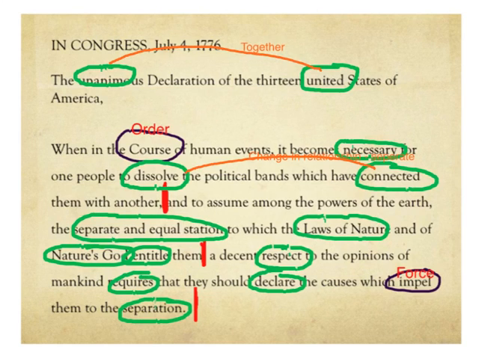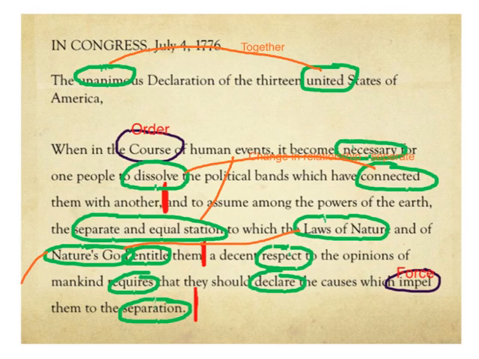I'm going to continue on with the next chunk. And to assume among the powers of the earth the separate and equal station to which the laws of nature and nature's God entitle them. Right away, separate and equal station. I'm drawing a line, connecting it to this change in relationship. They want to separate. It's a big idea here. They're repeating it.